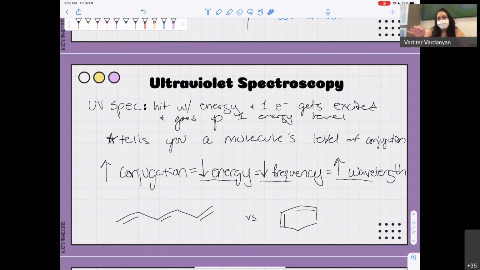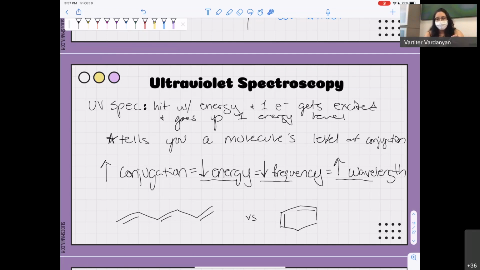If you guys have questions, I'll wait for you guys to type them out. And while I do that, just to quickly remind ourselves, we have IR spectroscopy, which tells us about functional groups. We have NMR spectroscopy, which tells us about the carbon-hydrogen framework. We have mass spec, which tells us about the mass. And now we have UV spec, which tells us about the level of conjugation.